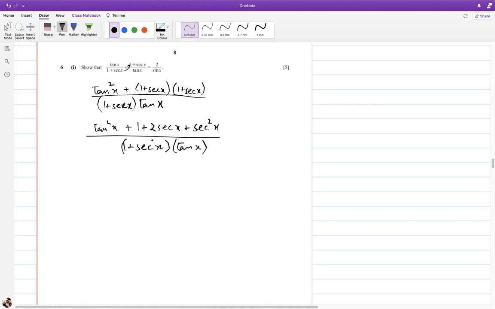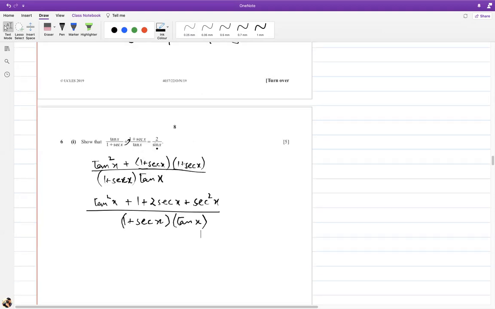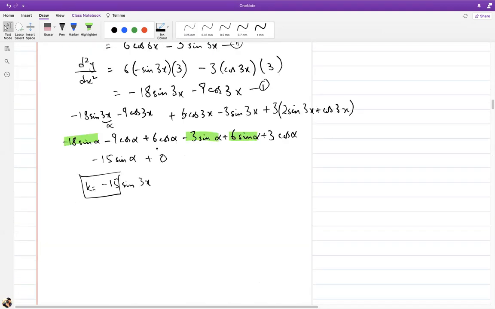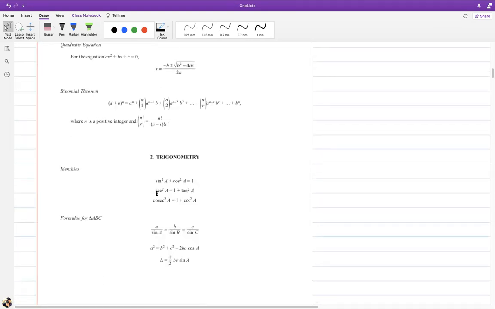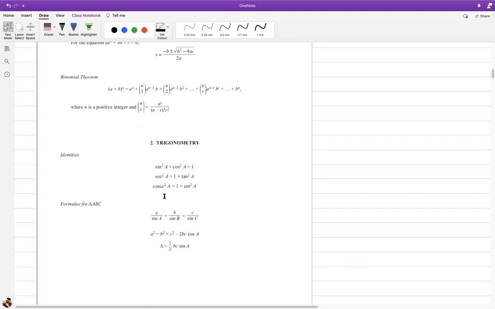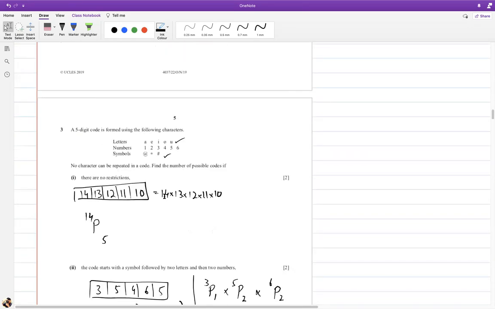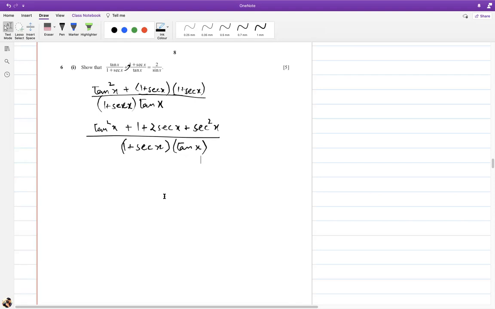And now you have to simplify this. Okay, now here's the thing. Sir, do we have any identity that relates secant x to tan x? Yes, let's go to the beginning. We do actually. This one over here, secant square A is equal to 1 plus tan square A. So there you go, secant square is 1 plus tan square. In other words, tan square is secant square minus 1.